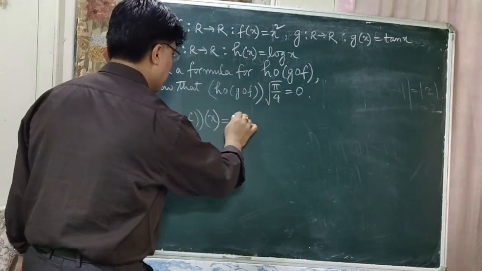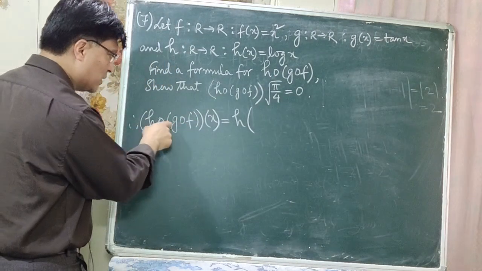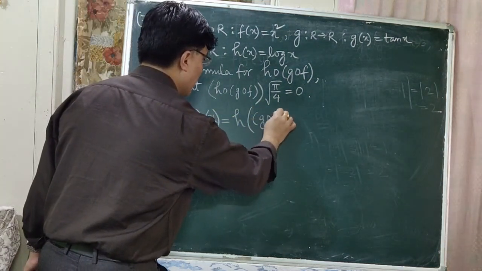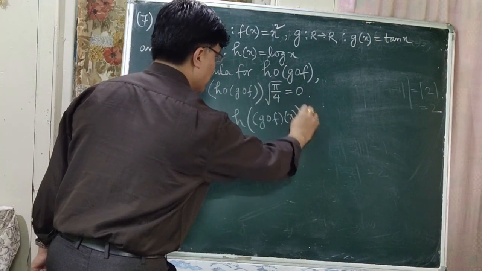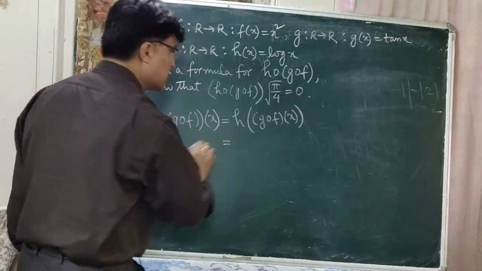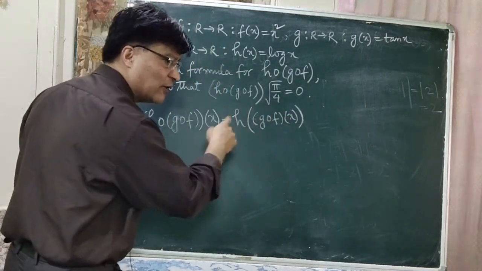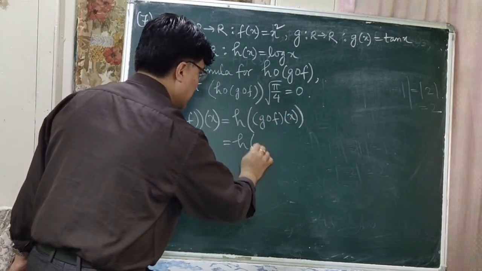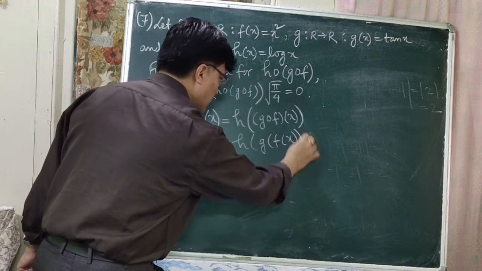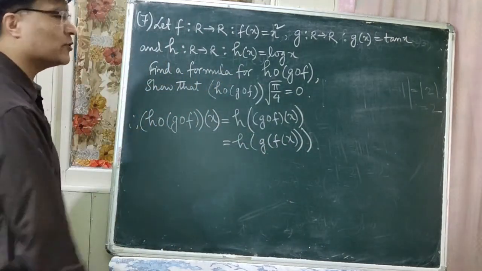How will you write this one? H of, within bracket, GOF is there, right? So within bracket you have to write GOF of X, bracket closed, which is defined as G of F of X, isn't it? That is H of G of F of X. First bracket, again this bracket is closed, again this bracket is closed. So I think you have understood it.